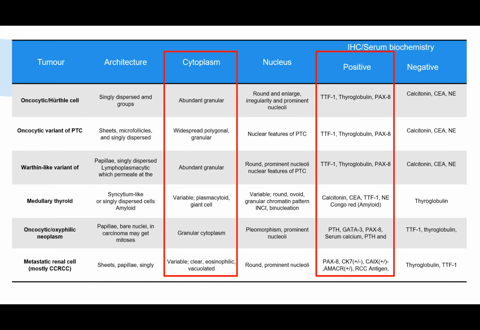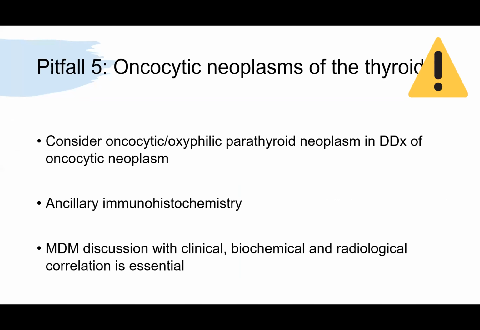And really immunohistochemistry and the ancillary testing here is going to help, particularly biochemical testing of serum calcium and PTH. GATA3 and PTH would be positive in these tumors, and thyroglobulin and TTF1 are going to be negative. So again, it's really important to have a panel to distinguish between all of these things.